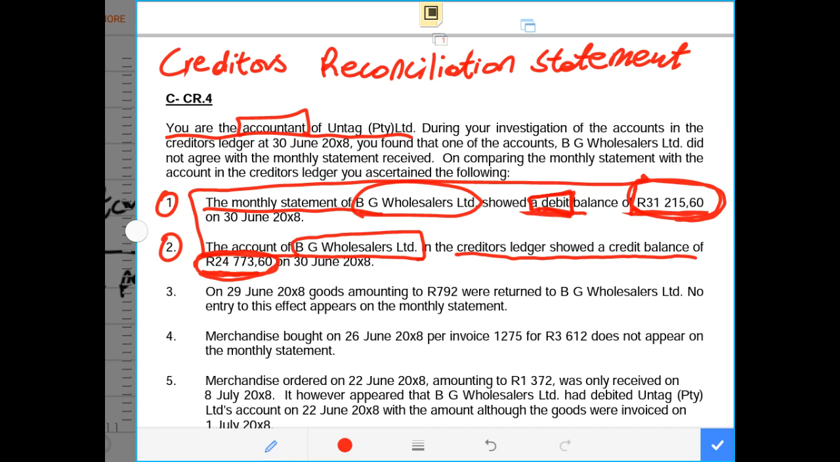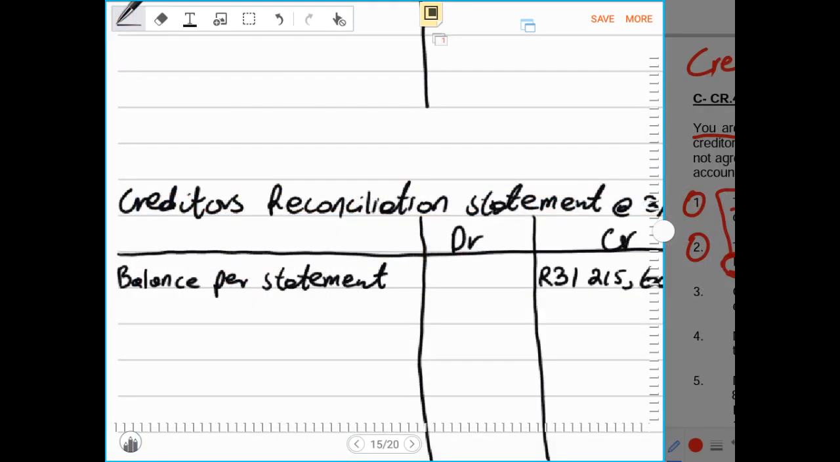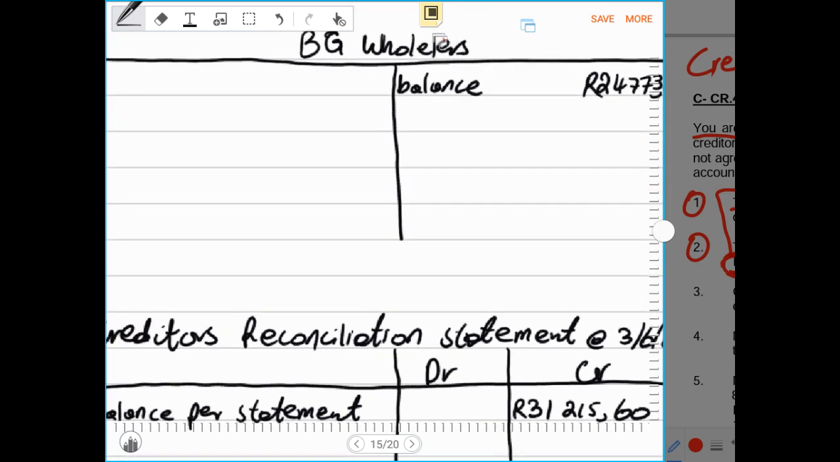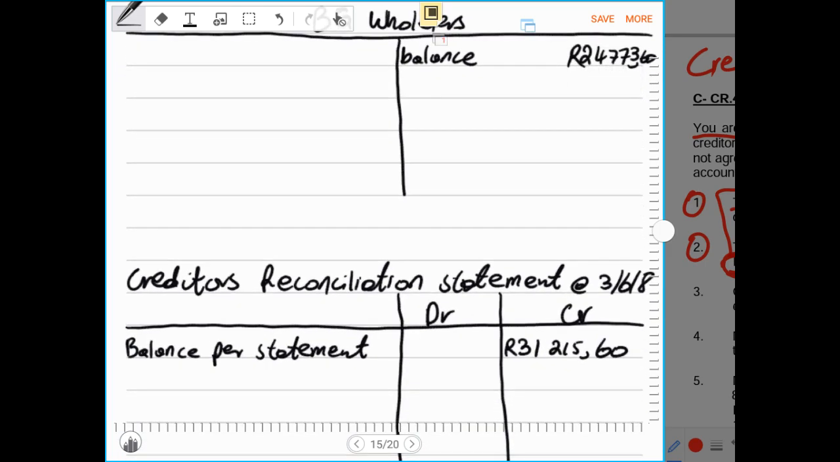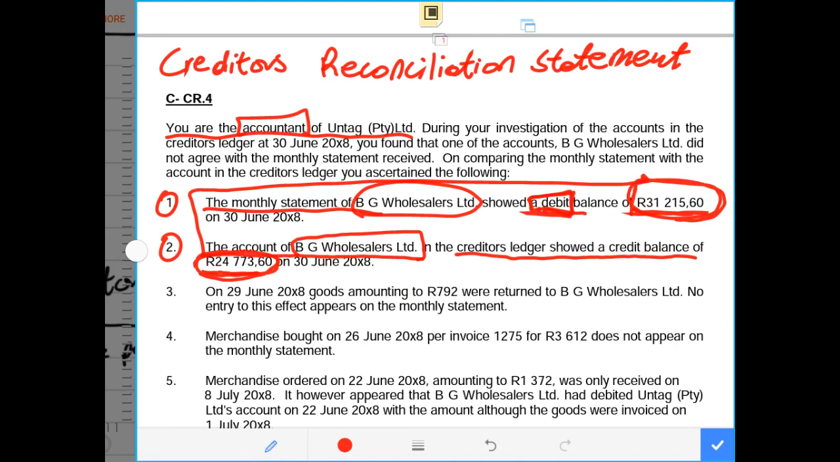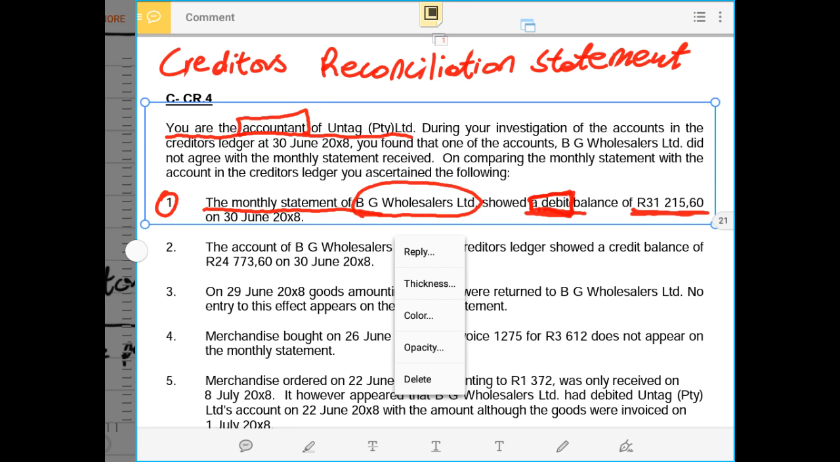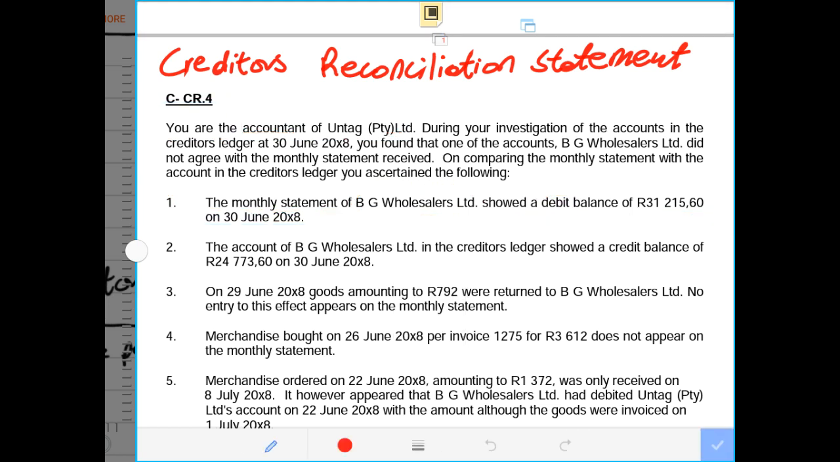So now we have to do a comparison. We correct mistakes that were made by the two entities. So now this is 24,773.60. This is in the statement. So in the ledger account, 773.60 cents. So now this is what we have as balances for both of them, the balances that do not balance, or the balances that are not the same. So now 1 and 2 just gave us the balances. Then let's go to number 3 and see what number 3 has for us.